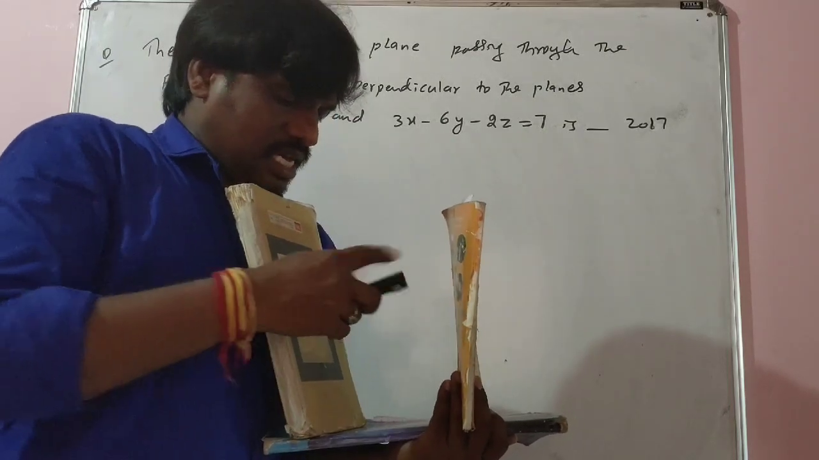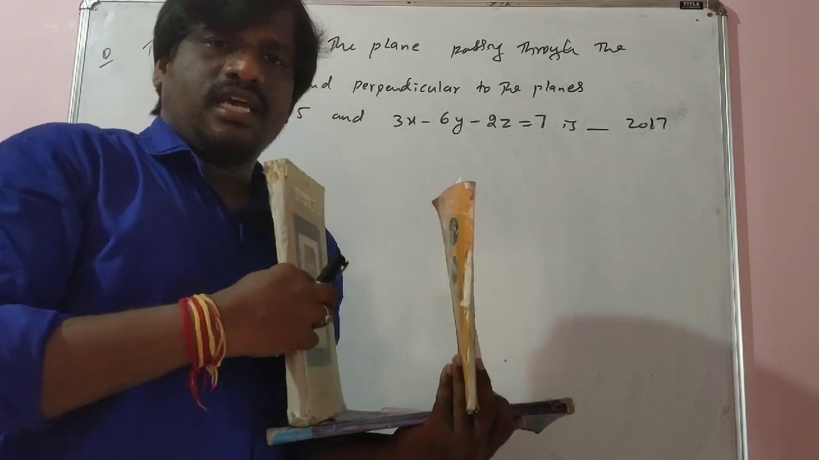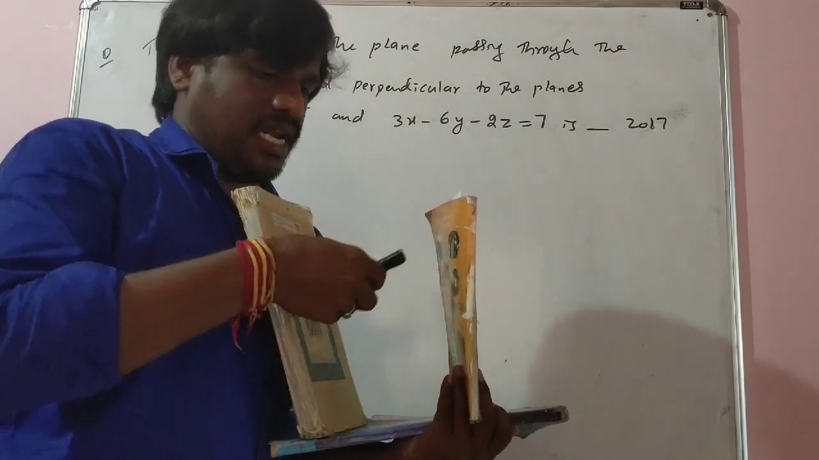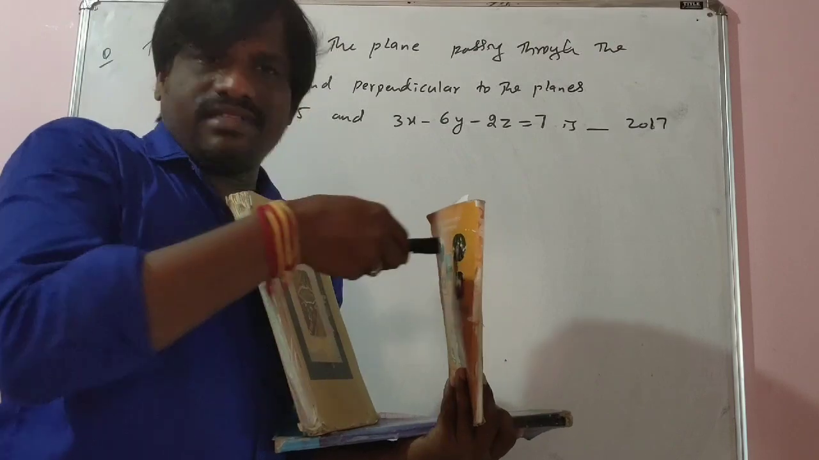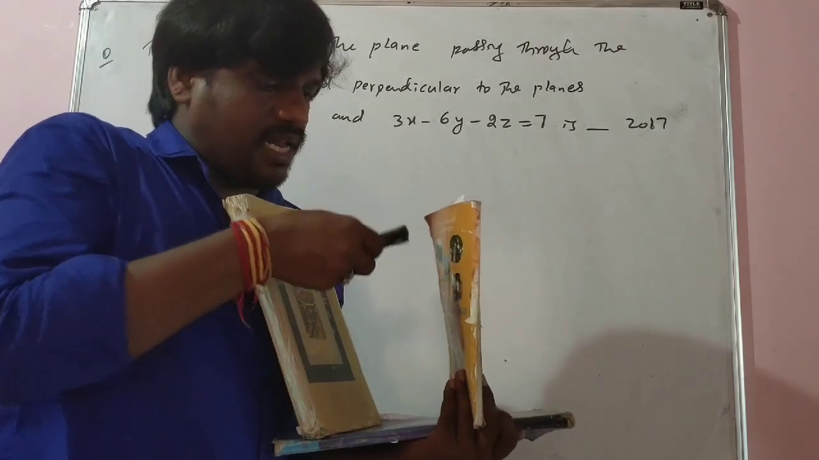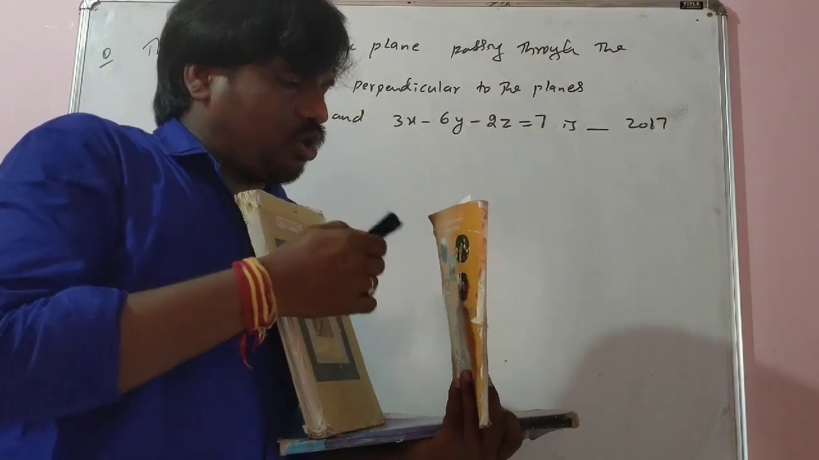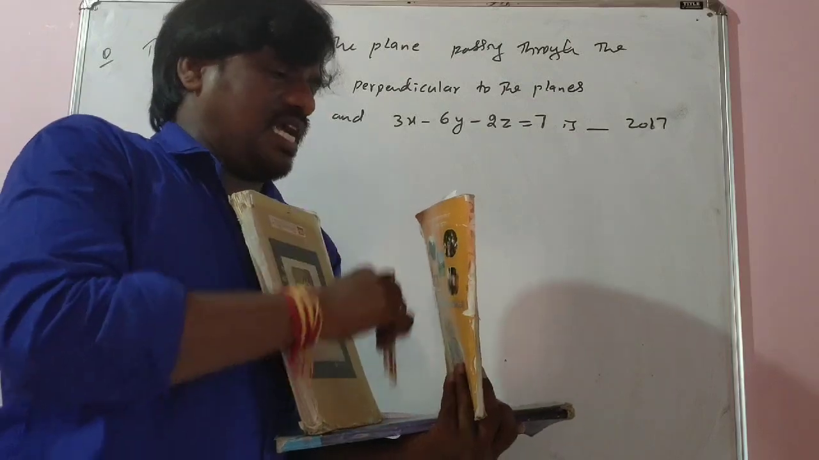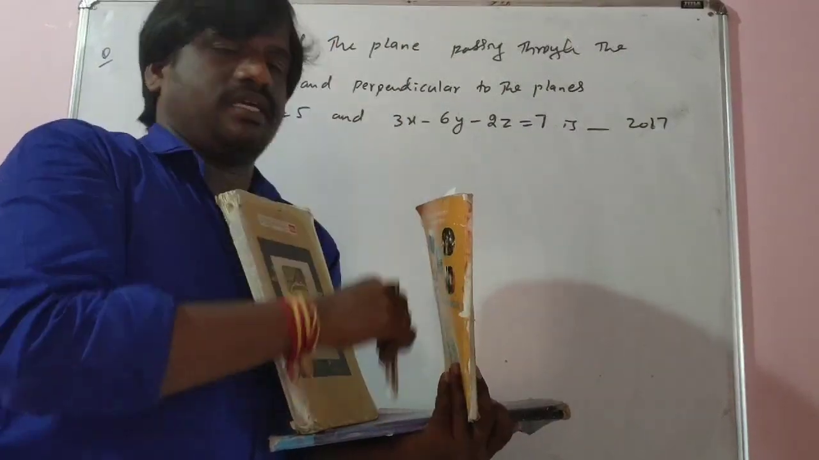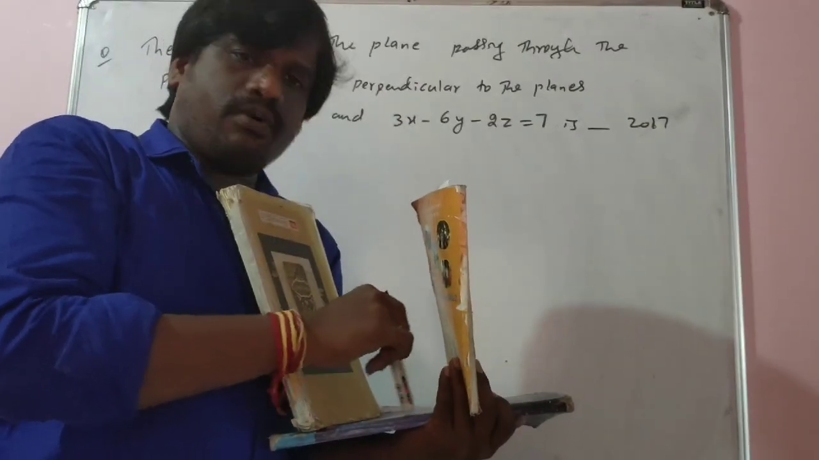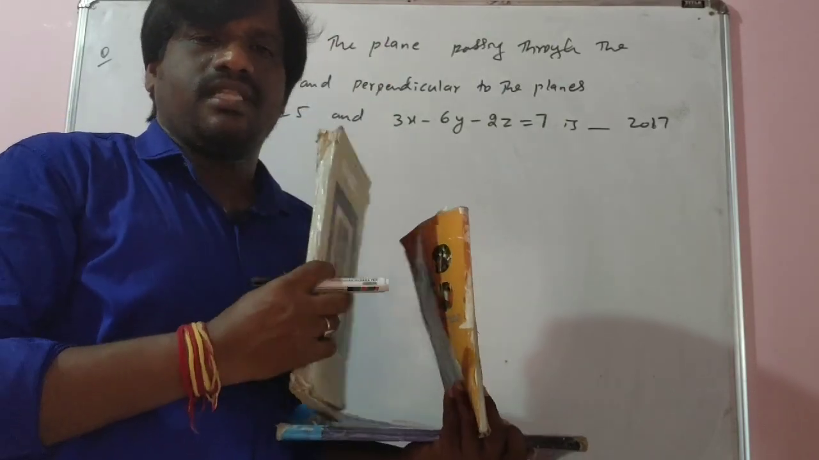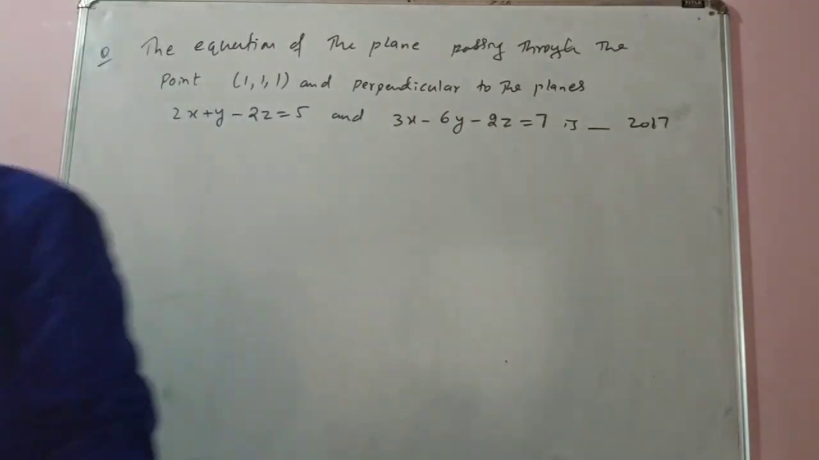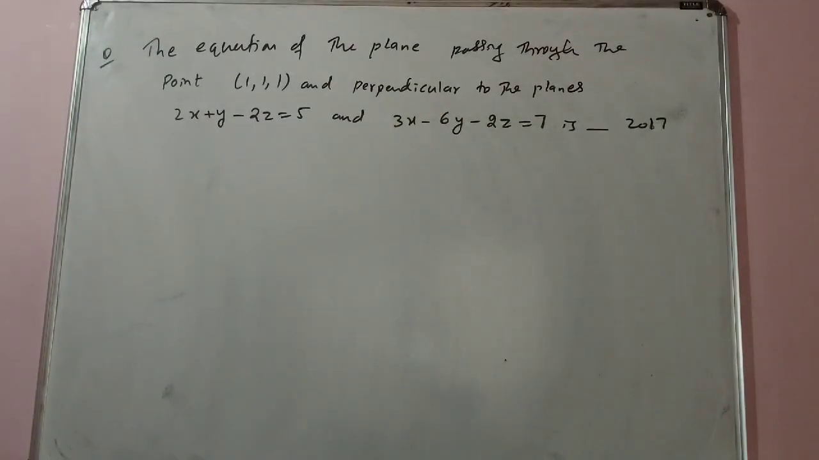The normal means, if a plane is there, every plane will have a normal, in this direction. So this will be one normal and this will be the other normal. If I do the cross product of these normals, then I get the direction perpendicular to both, which is the normal of this plane. It means I have a point and I have a direction, then I can find the equation of the plane. This is one way to understand it.